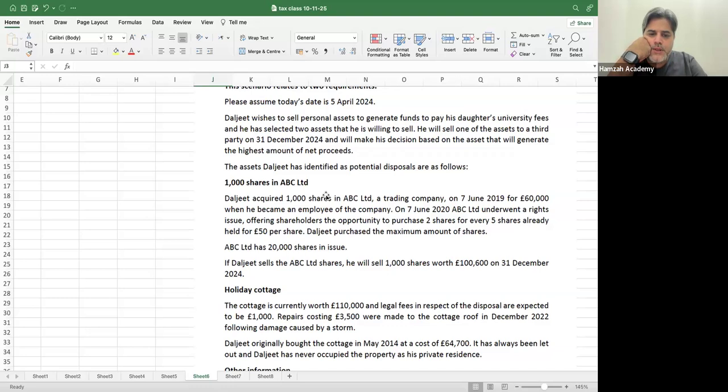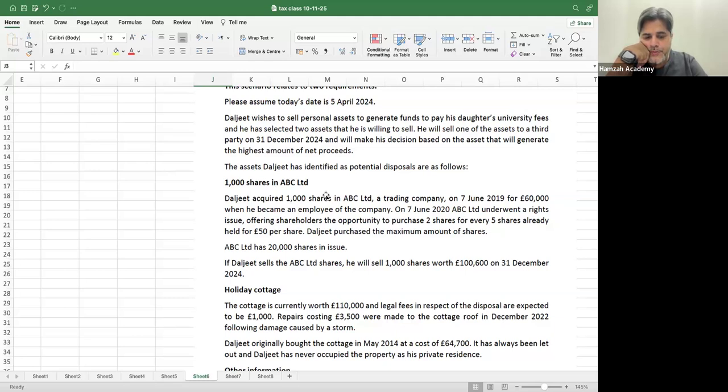1,000 shares in ABC Limited. Daljit acquired 1,000 shares in ABC Limited, a trading company, on 7th June 2019 for 6,000 when he became an employee of the company. On 7th June 2020, ABC Limited underwent a rights issue, offering shareholders the opportunity to purchase two shares for every five already held at £50 per share. Daljit purchased the maximum amount of shares. ABC Limited has 20,000 shares in issue. If Daljit sells the shares, he will sell 1,000 shares worth 100,600 on 31st December 2024.